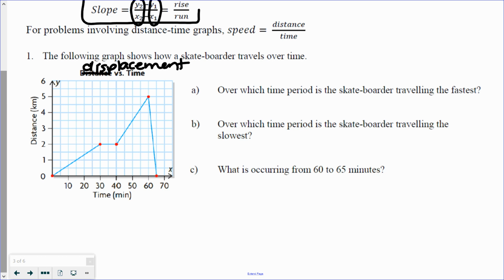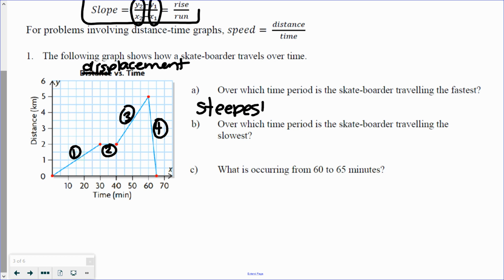So what we have is I'm going to label these as 4 sections. So section 1, section 2, section 3, and section 4. And so it's distance in kilometers over time. So it looks like the time is about 65 minutes for this whole trip or something like that, okay? So just analyzing to start, over which time period is the skateboarder traveling the fastest? So what fast means is covering a lot of distance in a little bit of time. So you want your steepest slope for the fastest.